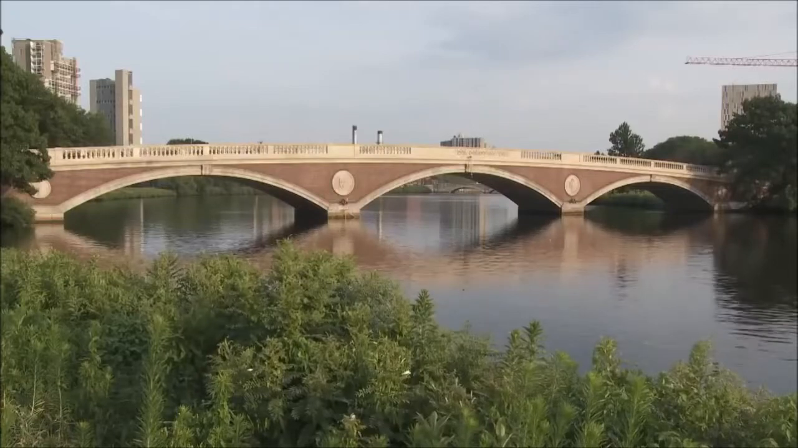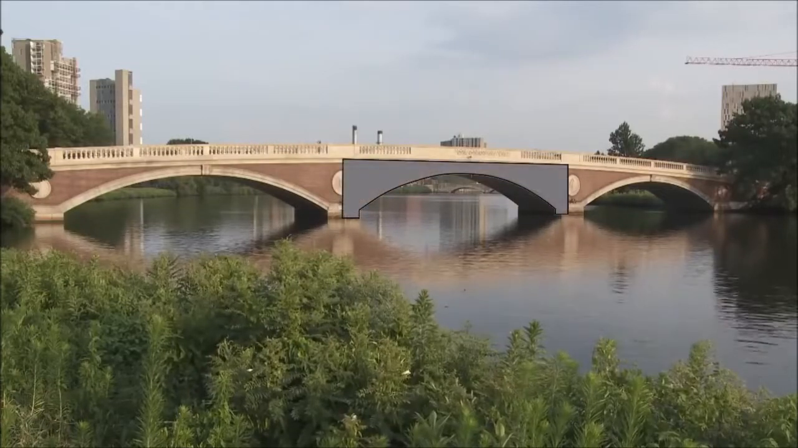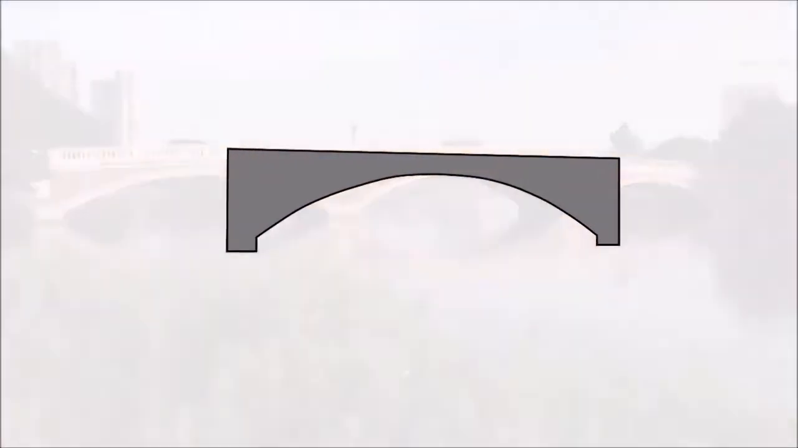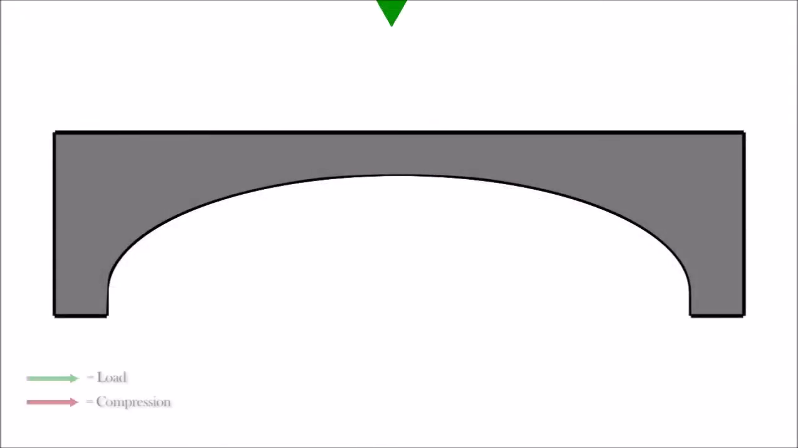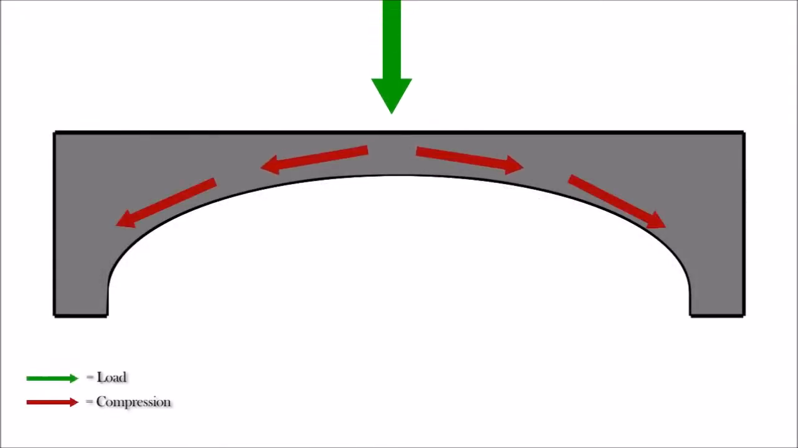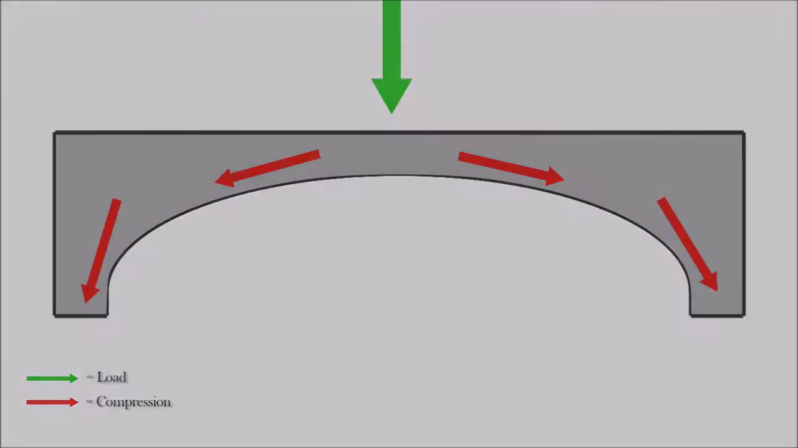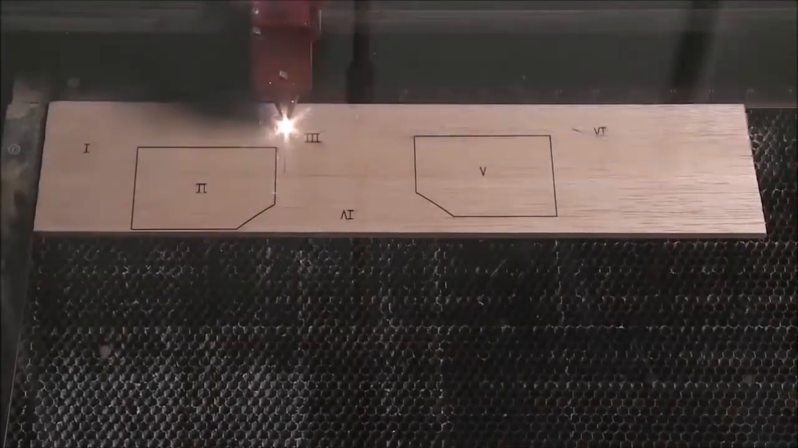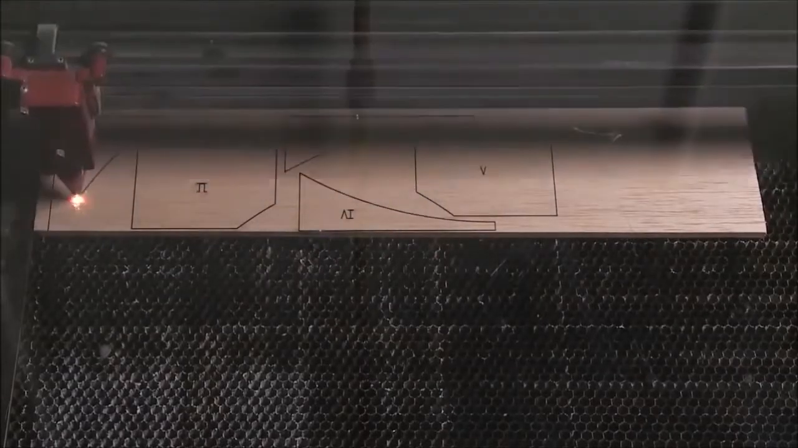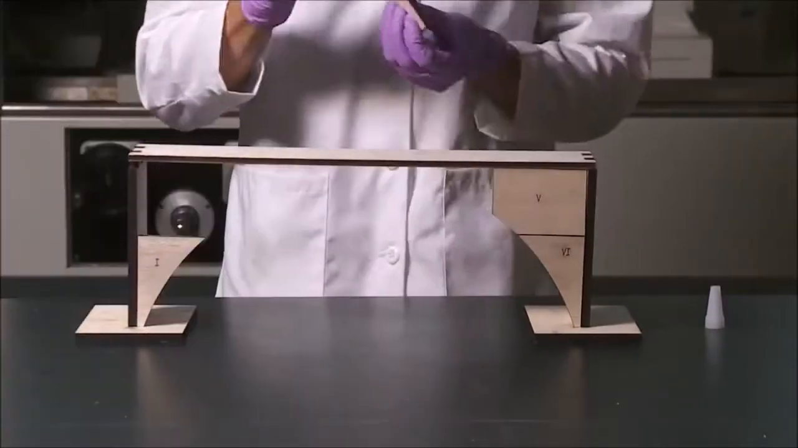In this example, we just have a beam bridge with an arch underneath. The load is distributed through the arch into the ground. Notice how only compressive forces are present and no tension forces. This is great for wood and stone bridges because they are much stronger in compression than tension.